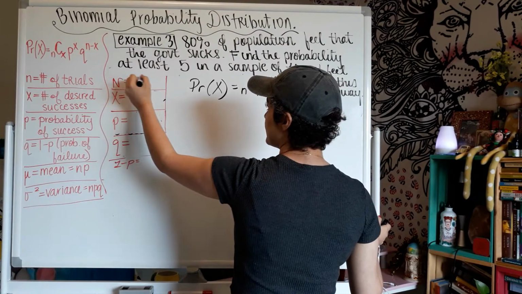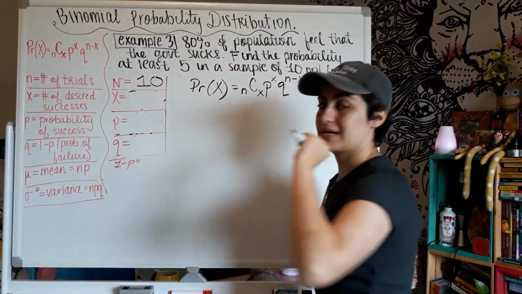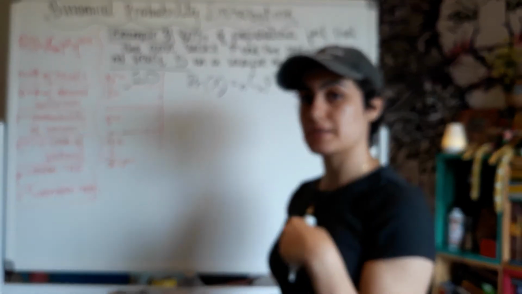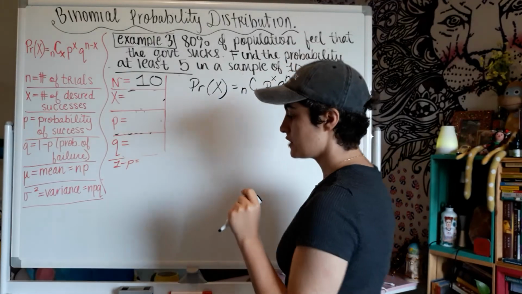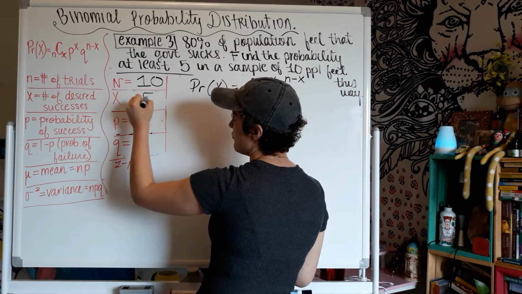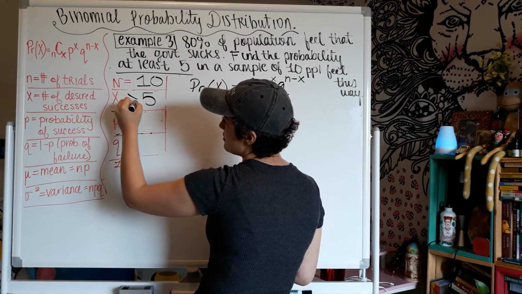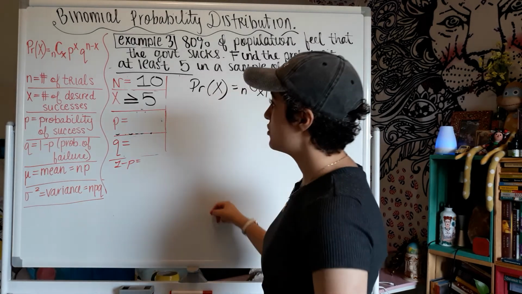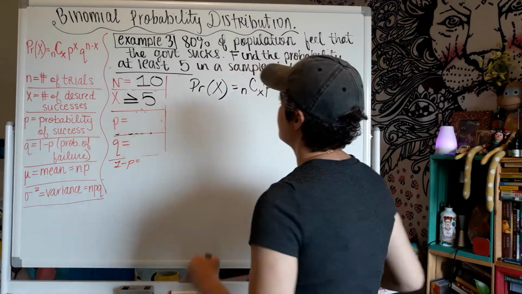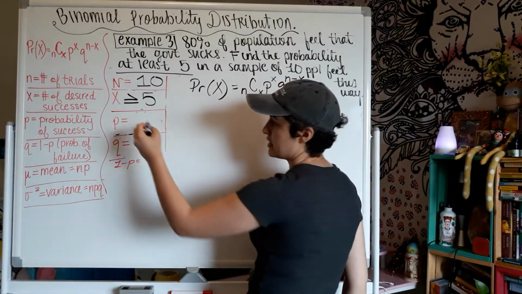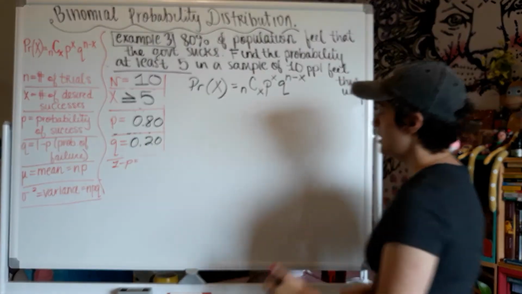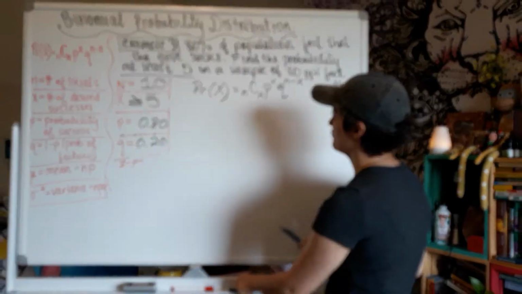Okay, so let's go ahead and fill this part out. N here would be 10. X here, at least 5, very important. X here means we're going to use the greater than, less than situation. So X is not equal. X would be 5, at least 5. Okay, so 5 could be 5, it could be 6, it could be 7, it could be 8, it could be 9, it could be 10. P, 80%, so convert that into decimal, 0.80, 0.20 for your Q.